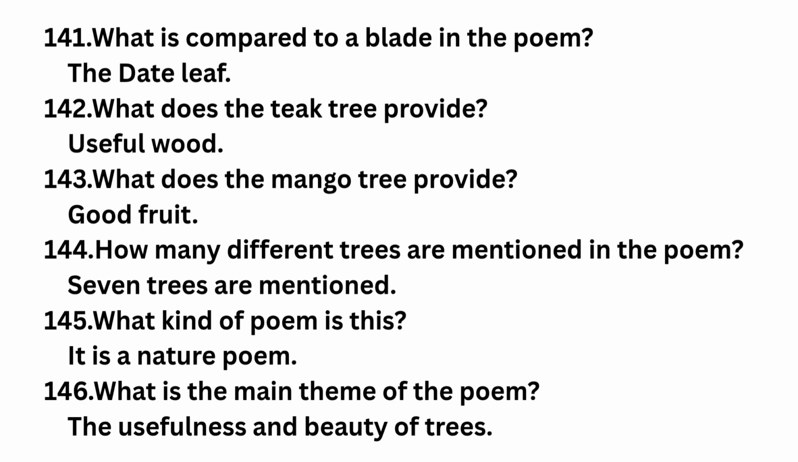What is compared to a blade in the poem? The date leaf. What does the teak tree provide? Useful wood. What does the mango tree provide? Good fruit. How many different trees are mentioned in the poem? 7 trees are mentioned in the poem. What kind of poem is this? It is a nature poem. What is the main theme of the poem? The usefulness and beauty of trees.